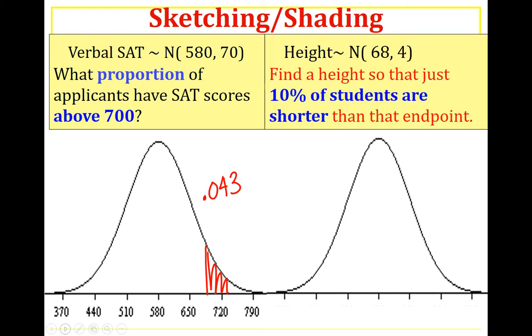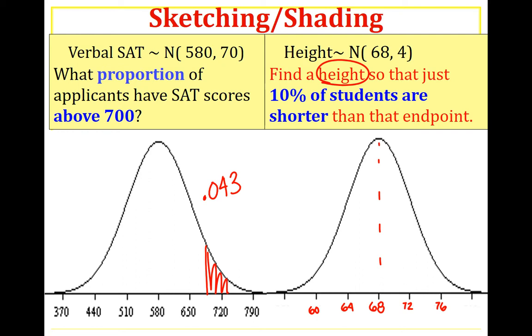So now I have a height with a mean of 68. Okay, so that means I've got to draw stuff in this time. I put 68 for my middle. I know that my numbers go up and down by 4: 72, 76, and 64, and 60. I know I have a standard deviation of 4 because that's what it tells me, so my numbers count by 4. It says find the height. Height is not a percent. Height is a score, so that just 10% of the students are shorter.